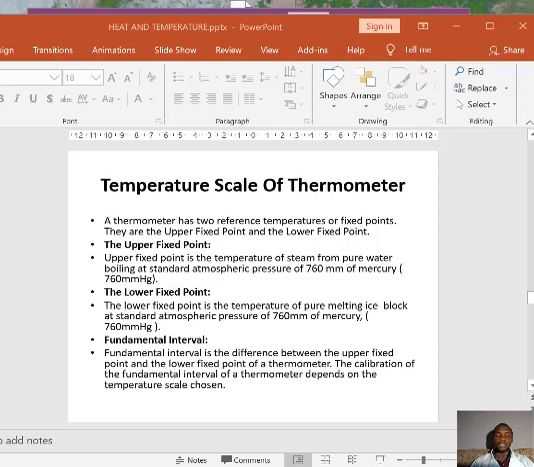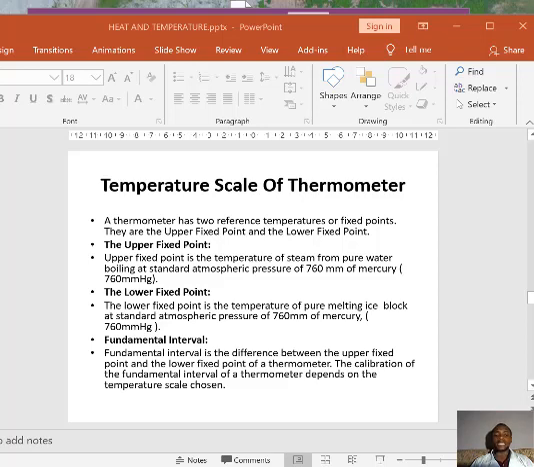The upper fixed point is the temperature of the steam from pure water boiling at standard atmospheric pressure of 1 atm, that is 760 millimeter mercury, and it is 100 degrees Celsius. Then we have the lower fixed point, which is the temperature of pure melting ice at standard atmospheric pressure, which is the same thing as 1 atm.